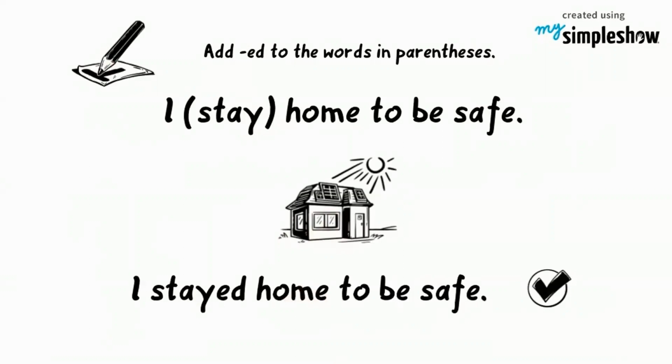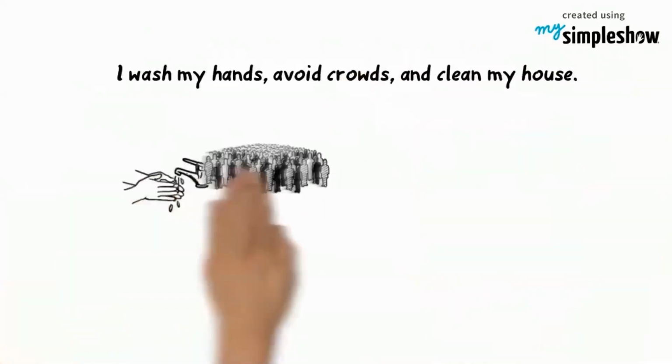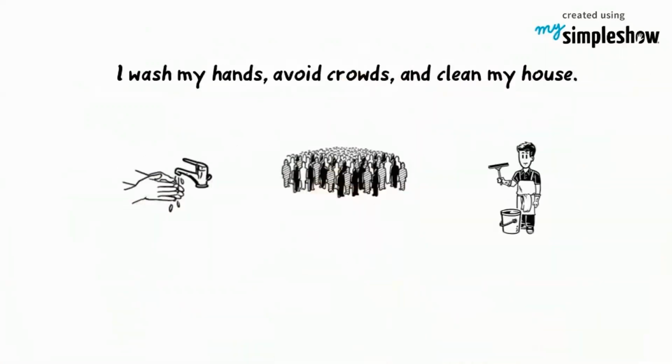Another is the word interest. Interest is a noun. If you add the suffix ed, it becomes an adjective. I am very much interested in the online lessons going on in Edmodo. So not only do you use the suffix ed to denote actions in the past, but also to change words into past participles that could act as modifiers or adjectives. Please do remember that. Next one, we have another example right here. I wash my hands, avoid crowds, and clean my house.